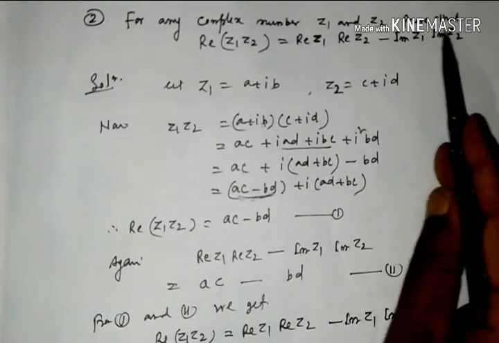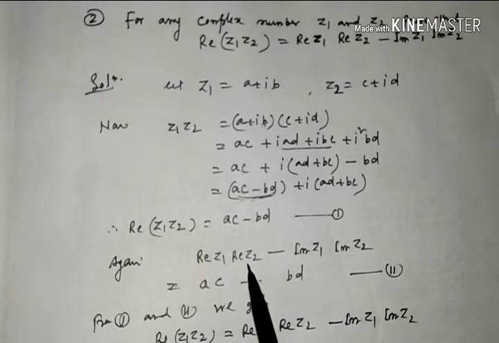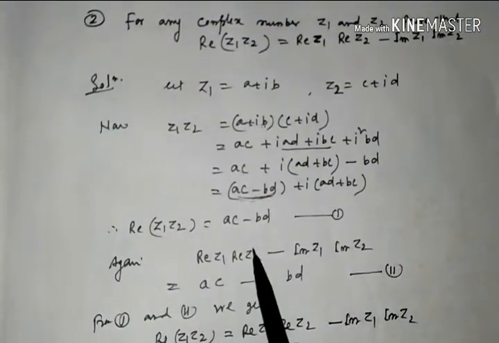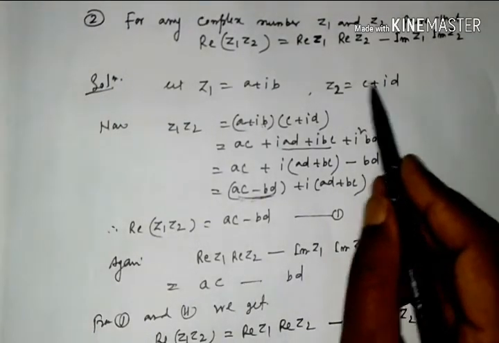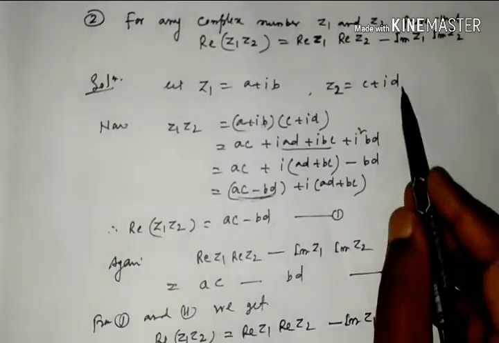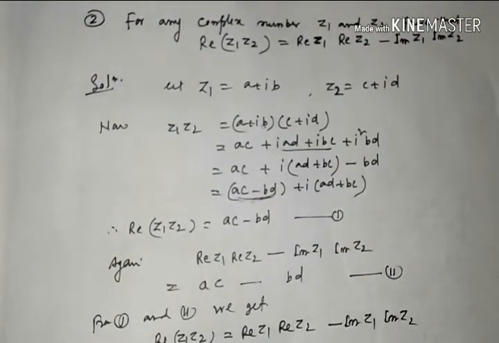Again, from the RHS, the real part of Z1 times the real part of Z2 minus the imaginary part of Z1 times the imaginary part of Z2. The real part of Z1 is A, the real part of Z2 is C, the imaginary part of Z1 is B, and the imaginary part of Z2 is D, so that is AC minus BD. From 1 and 2 we get that the real part of Z1 times Z2 is equal to the real part of Z1 times the real part of Z2 minus the imaginary part of Z1 times the imaginary part of Z2.